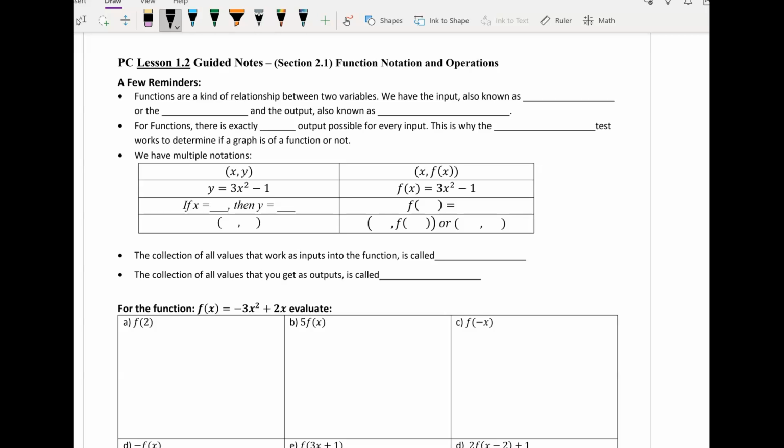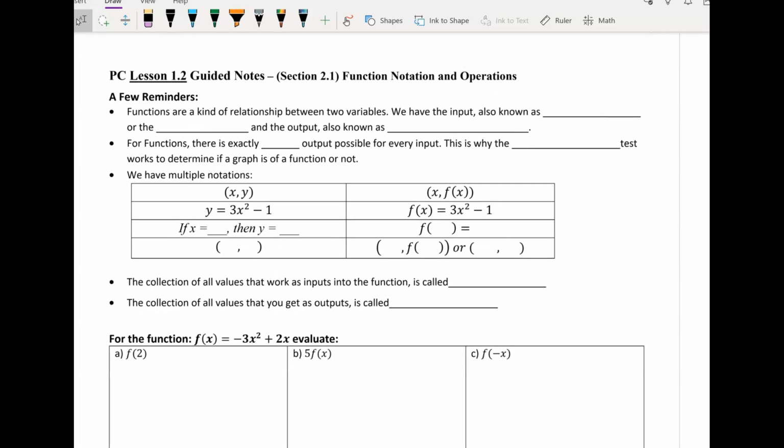Okay, so let's do it. Functions and operations. Functions are a relationship between two variables. We have the input, which is the x value, that's also usually the variable that we're substituting in for. And the output is known as our y value, or f of x, function of x. Now, for functions, there is exactly one output for every input. That's why the vertical line test works so well.